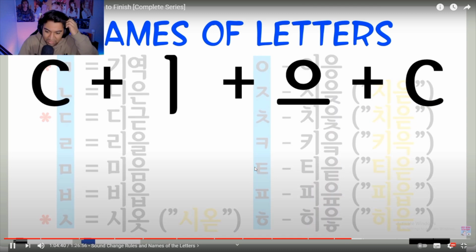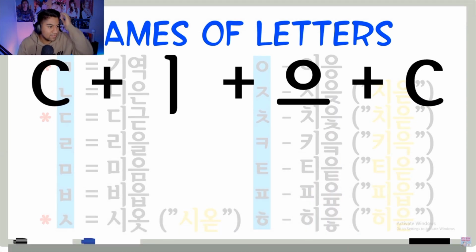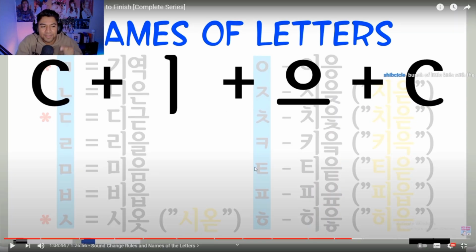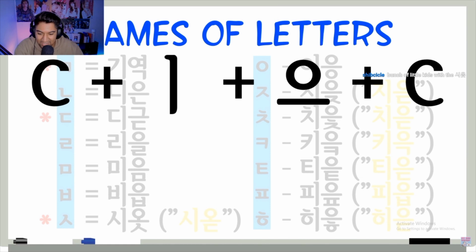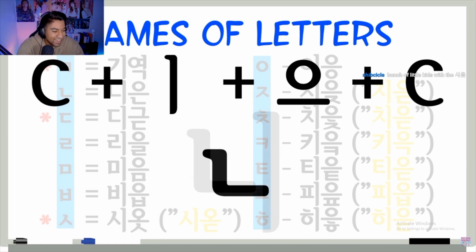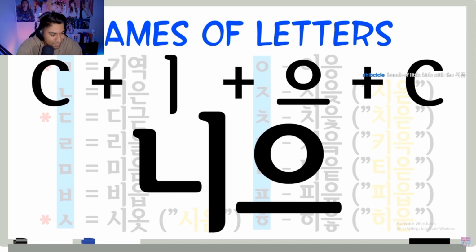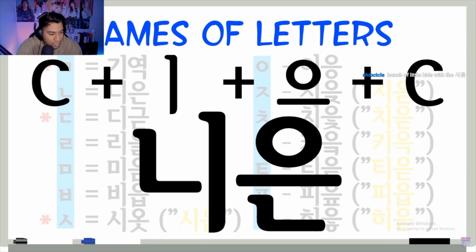Almost all of them follow this. Simply take the consonant, attach the vowel, then attach the consonant again at the bottom of that. For example, the shiot. To say the name of this consonant, attach i, then attach eut, and finally attach the consonant again. This would become nian.